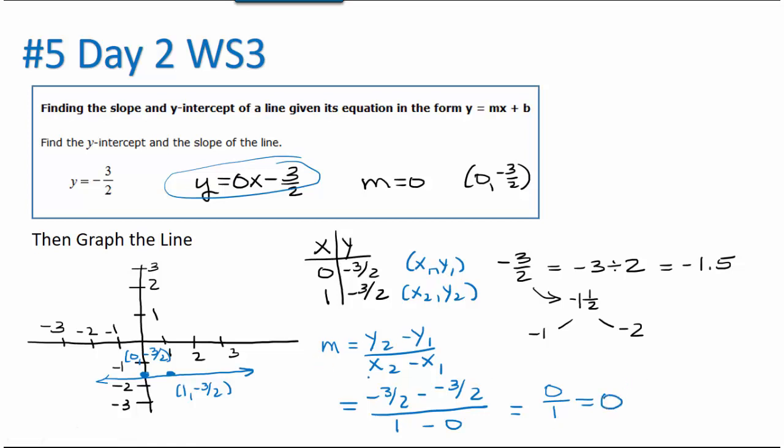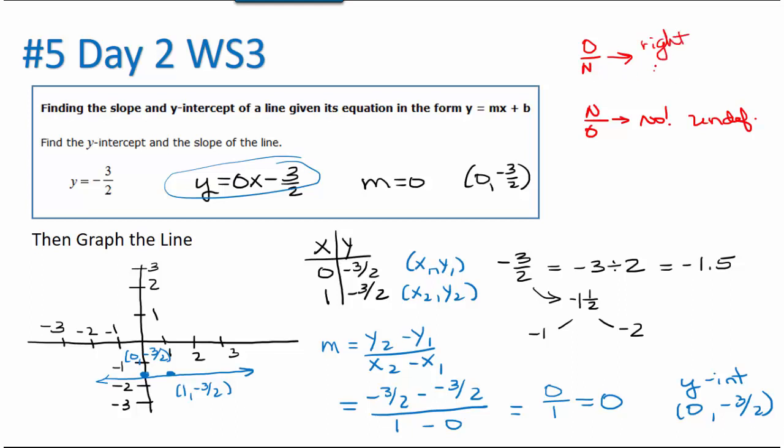So we would say the slope is 0, and we see that our y-intercept is 0, negative 3/2 from the graph. This is something one of my students taught me. I think it's awesome. When you have 0 divided by a number, how is it different from a number divided by 0? A number divided by 0 spells no. You can't do it. This is undefined. Whereas 0 divided by a number spells on, as in right on. You can do it. And the answer is 0.